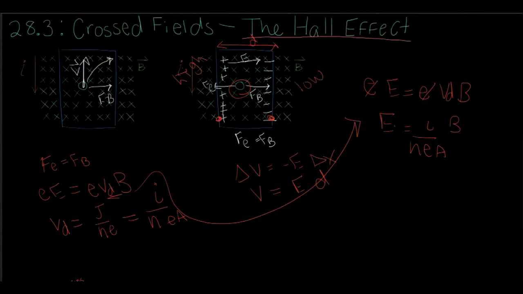E is the electric field, while I is the current, n is the number of charged particles, e is the charge of an electron, A is the area of the material, and B is the magnetic field. If we solve for n, and this is how we would determine the number of electrons flowing through the material, we get n equals IB over eEA.